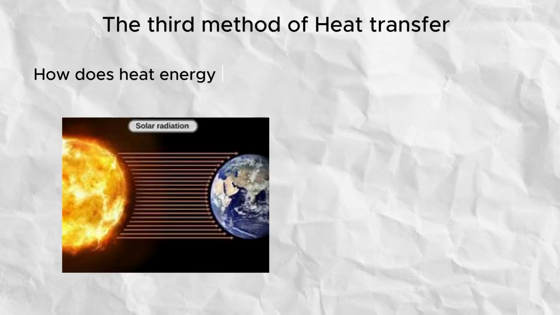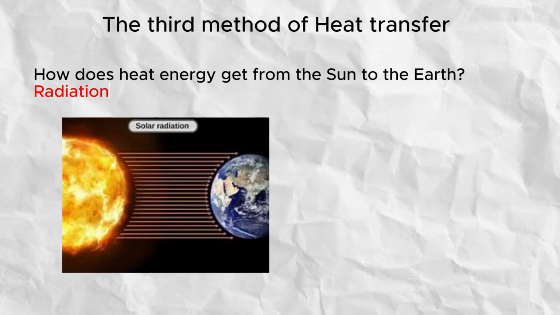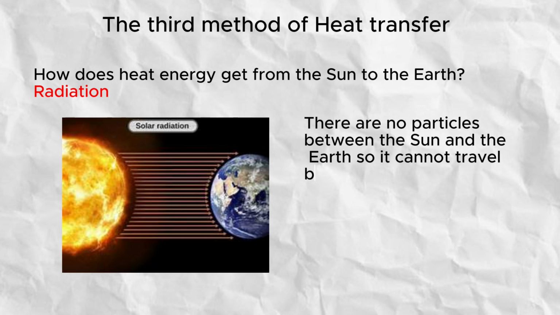How does heat energy get from the sun to the earth? Radiation. There are no particles between the sun and the earth, so it cannot travel by conduction or by convection. Radiation travels in straight lines.